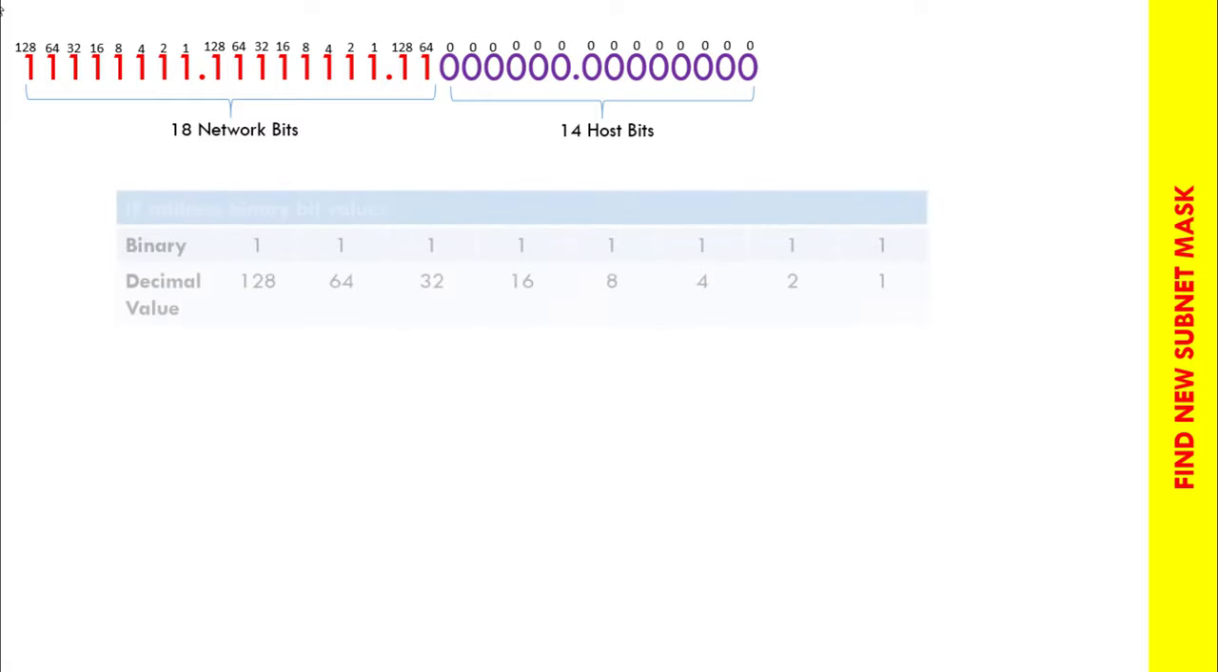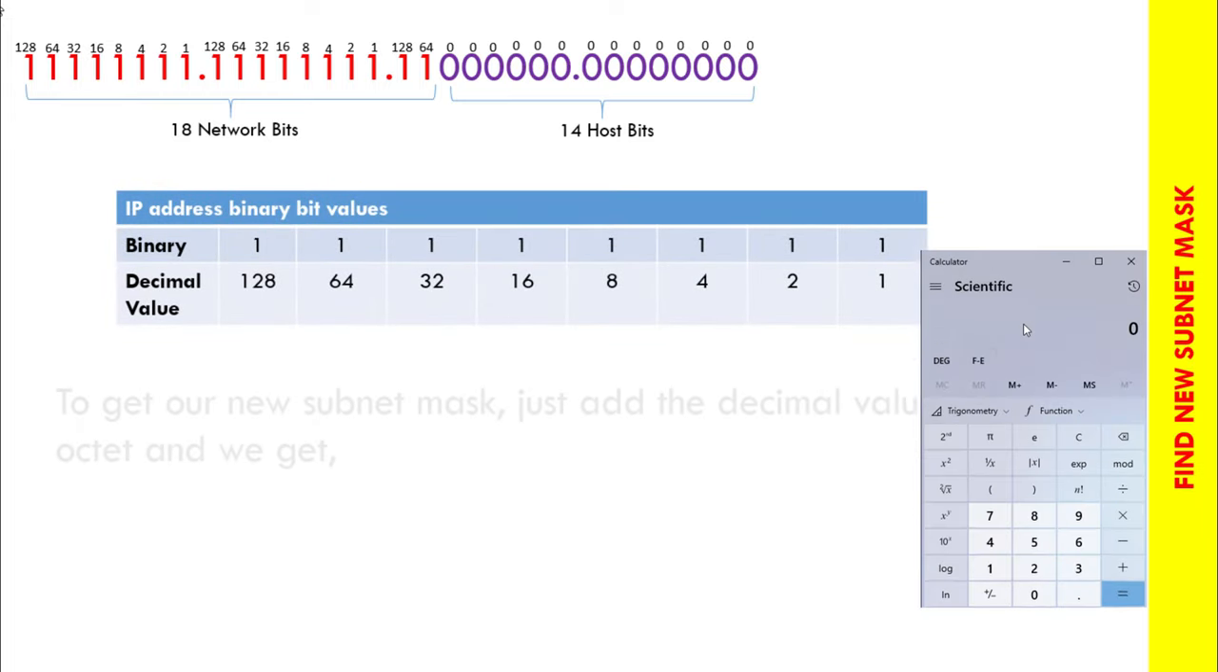Here the decimal values of each binary bit are displayed. Now to get our new subnet mask, just add the decimal values of each bit in the octets and we get 255.255.192.0.